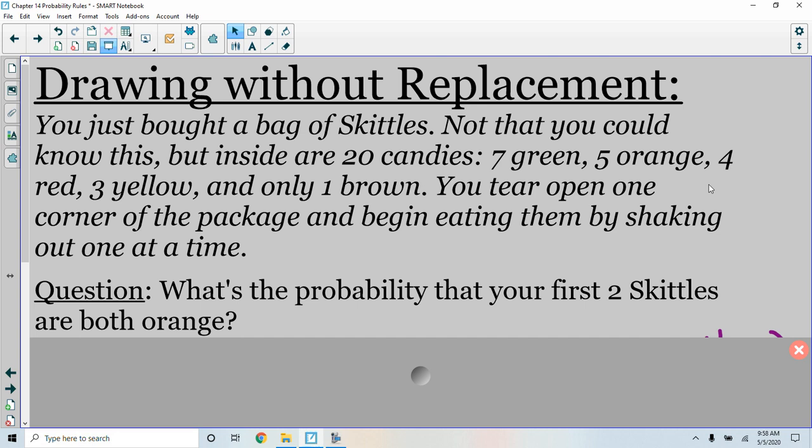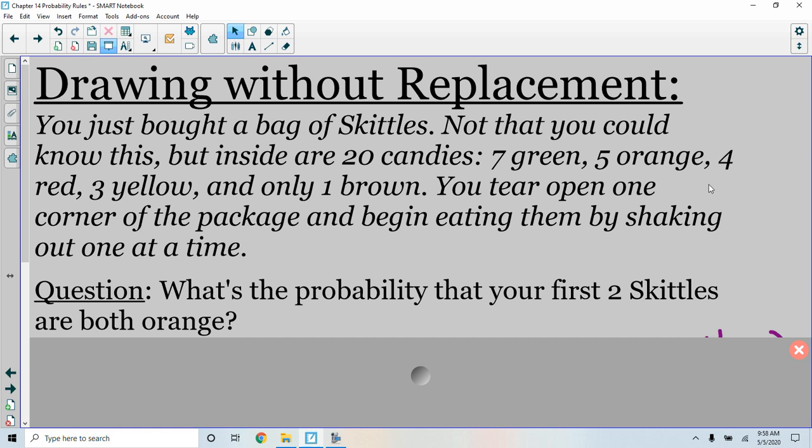So we have these 20 Skittles in a bag of Skittles, and they're all different colors. We don't know how many are in there. And so we want to find the probability that if we take one Skittle out at a time, our first two Skittles are orange. So we have 5 of the 20 candies that are orange.